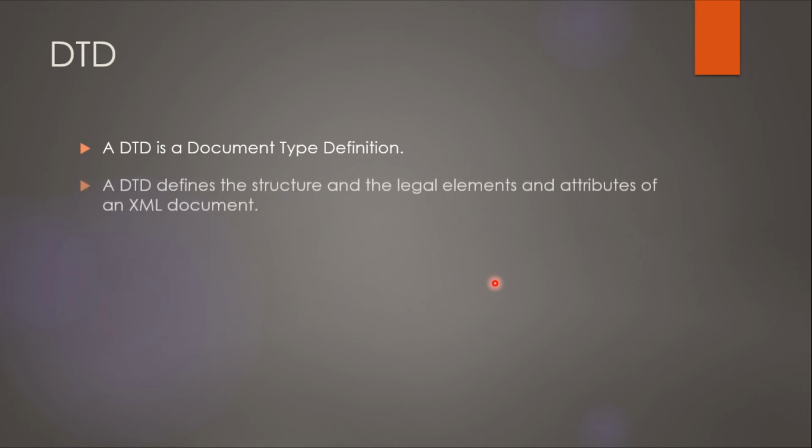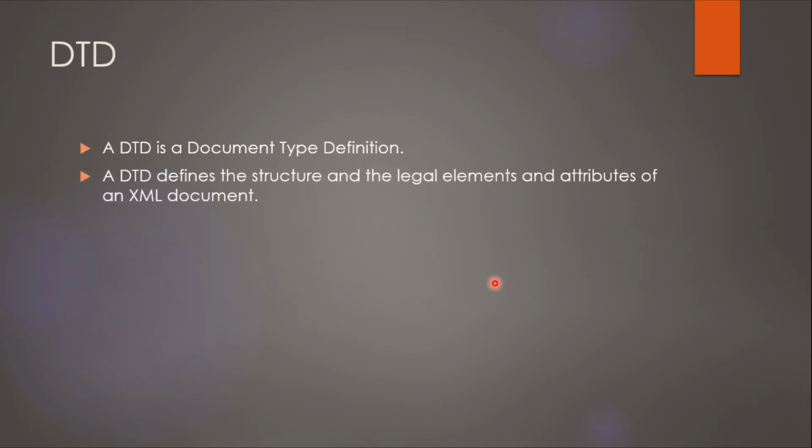Now what is DTD? An XML document with correct syntax is called well formed. A valid XML document must also have a document type definition. Rules that define the legal elements and attributes for XML documents are called a document type definition or XML schema. There are two different document definitions that can be used with XML. The first one is a DTD and the second one is an XML schema. The DTD defines the structure and the legal elements and attributes of an XML document.